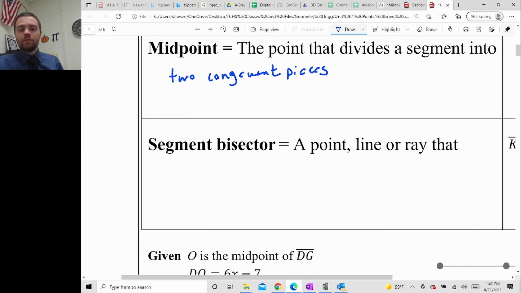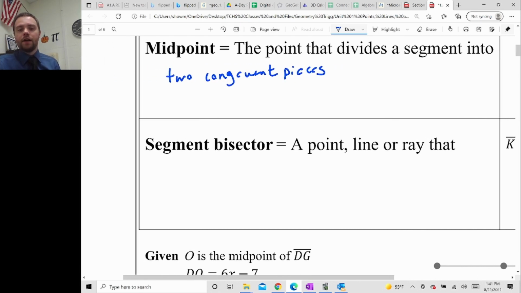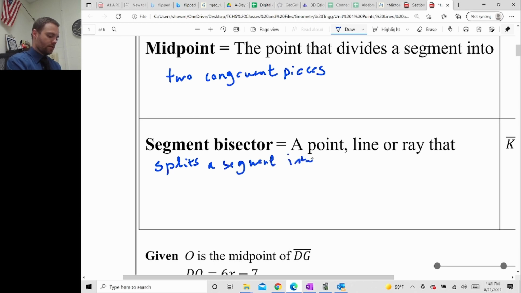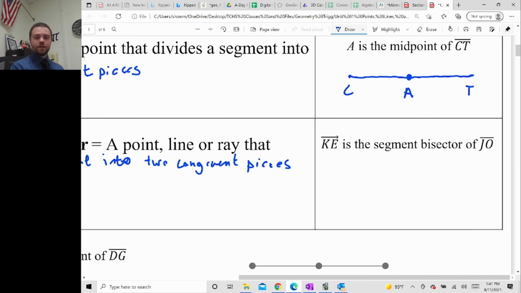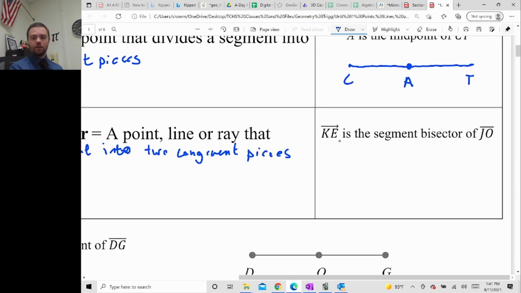Down here it says segment bisector, a point, line, or ray that splits or divides a segment into two congruent pieces. Okay? So it says KE, which is a ray, is the segment bisector of the segment JO.